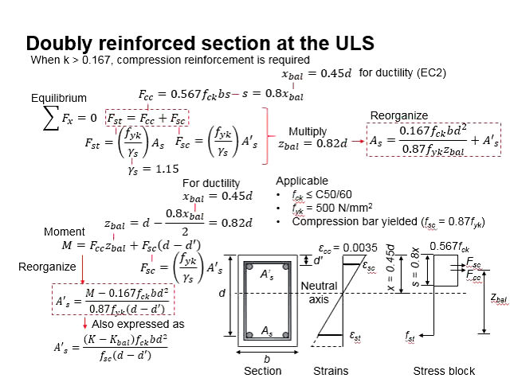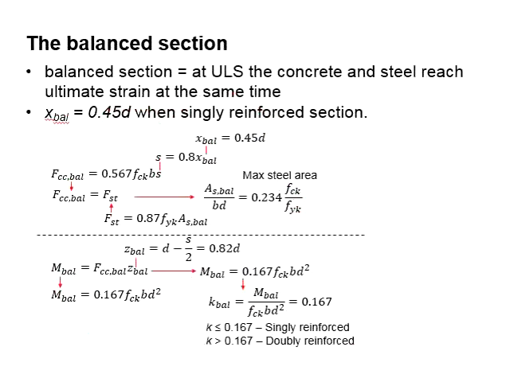Next, we discuss doubly reinforced sections at the ultimate limit state. In one of the previous videos, we discussed the K value equal to 0.167. The value sets a boundary for a singly reinforced or a doubly reinforced section. For a singly reinforced section, the value K will be less than or equal to 0.167. For a doubly reinforced section, the K value will be more than 0.167.